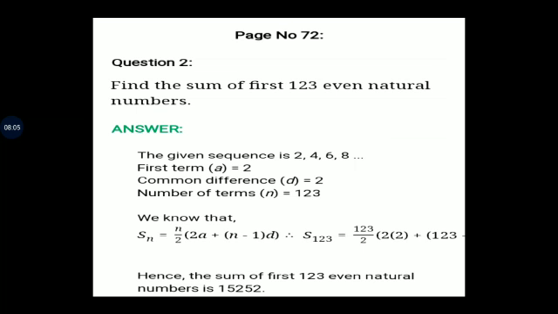Again you have to make use of the formula Sn is equal to n by 2 into bracket 2a plus n minus 1 into d. All the values you have are given here. So you have to find S of 123. S of 123 is equal to, in place of n you write 123, by 2 into bracket 2a, that is 2 into 2, plus 123 minus 1 into d, that is again 2. So put all the values in the formula. So the value for S123 is 15,252.